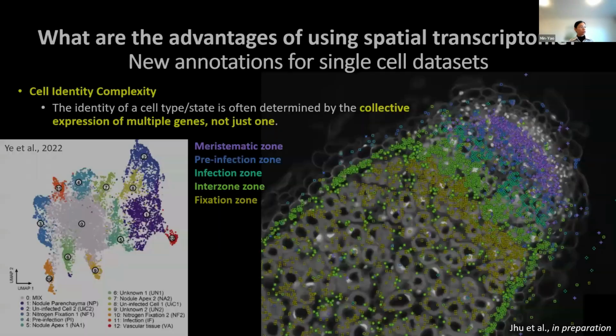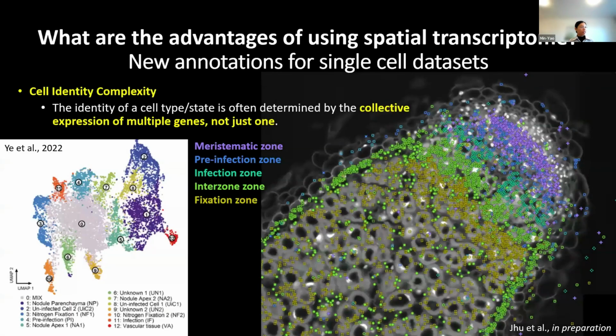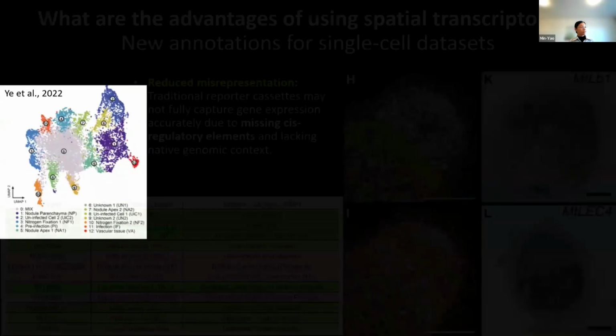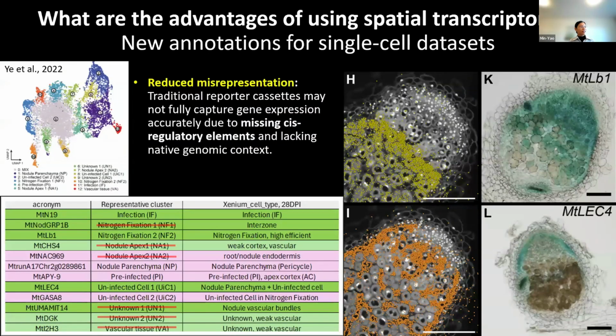So now we are able to visualize multiple transcripts at the same time. It has an advantage to help us identify specific cell types and cell states, because oftentimes these are not determined by a single gene, but by a collective of genes. So with these specific cell type marker genes, now we can identify different zones of the mature nodule structure. But something also caught our attention: not all of the cell type marker genes that were previously identified in the single cell data sets show exactly the same expression pattern in our spatial transcriptome data.